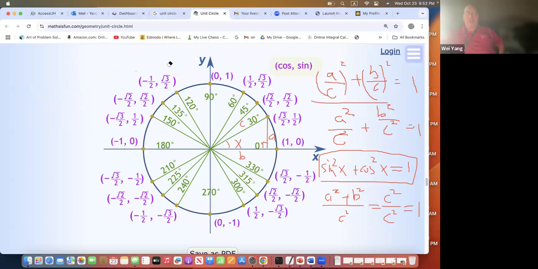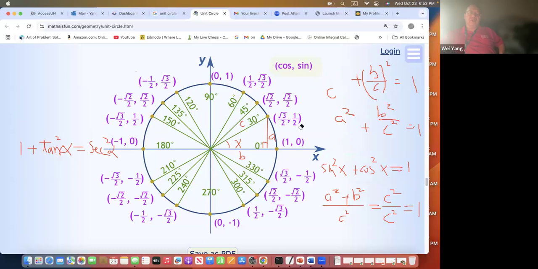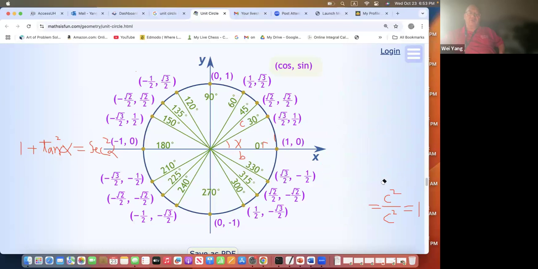Now, can you try this? Can you prove 1 plus tangent alpha squared equals secant alpha squared? You still use this unit circle and also this triangle that we drew here to help you prove this. Can you prove this?